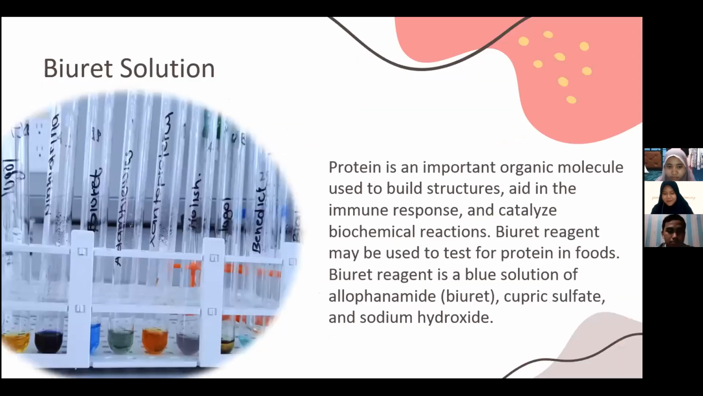Okay, for the next, we have biuret solution. Protein is an important organic molecule used to build structures, aid in the immune response, and catalyze biochemical reactions. Biuret reagent may be used to test for proteins in food. Biuret reagent is a blue solution of sodium hydroxide, cupric sulfate, and alkaline amide.